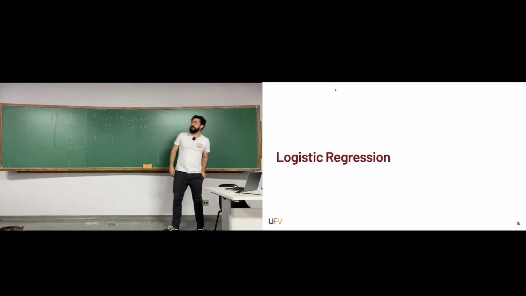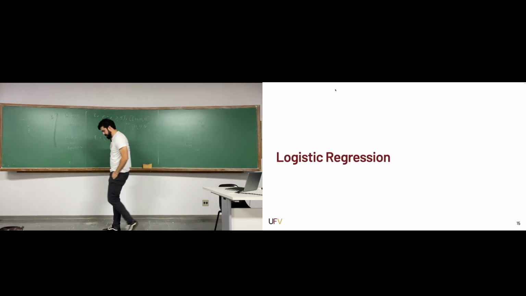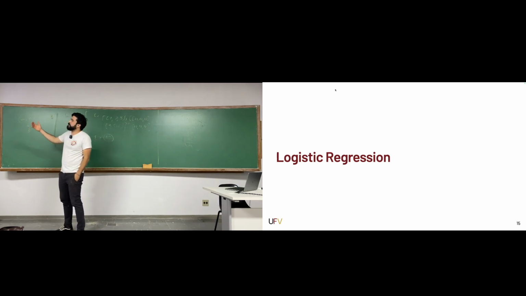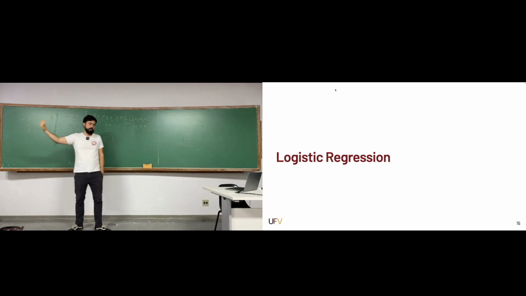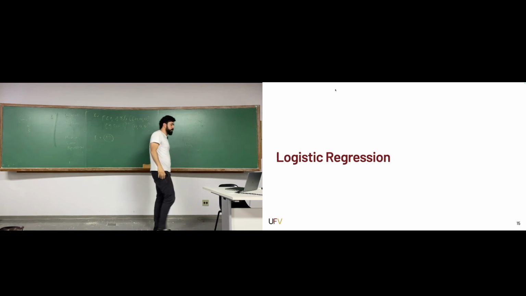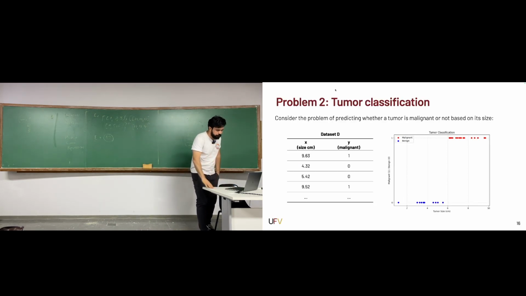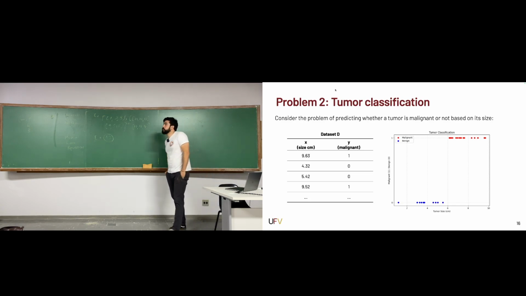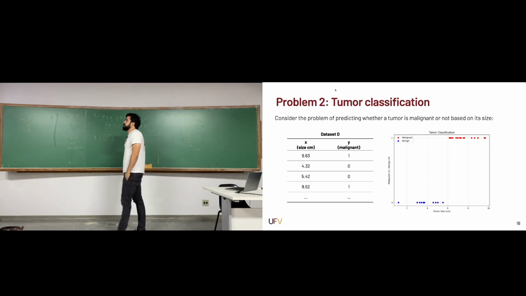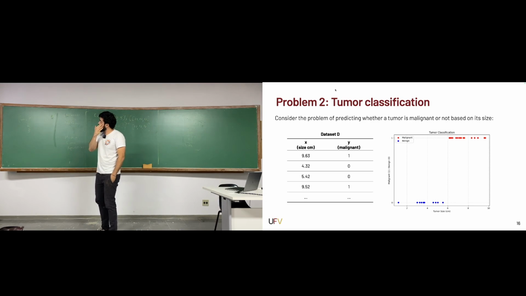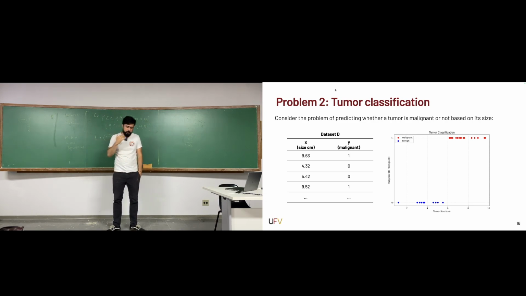All right, so now I'm going to switch gears. What we talked about until now is pretty much a continuation of the last lecture, but now we're going to switch gears and talk about a different model called logistic regression. And to do that, I'm going to present a new problem. Now we're going to do classification instead of regression.